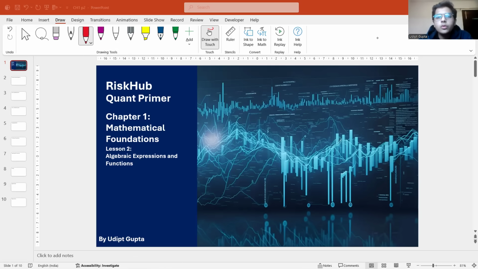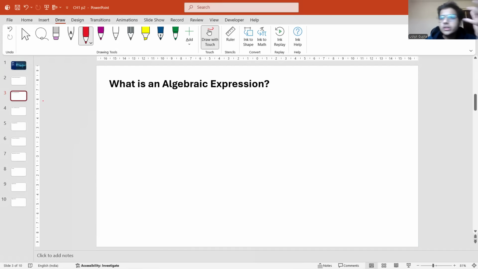Now we'll be talking about what algebraic functions or expressions are actually made up of. What are these functions made up of? What are these equations made up of? How do you solve them? What are we actually gaining at the end? That's the important stuff we'll be talking about today. So let's first talk about what an algebraic expression is and what it is made up of.